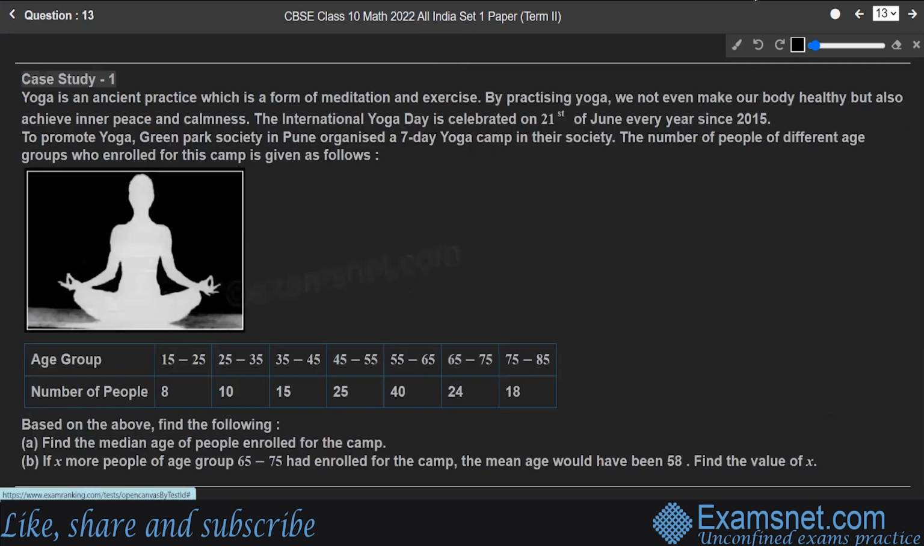Okay. Let us go to the next question. There's a case study given. There's a picture of somebody doing yoga. The International Yoga Day is celebrated on 21st June every year. To promote yoga, a yoga society has organized a yoga session, and from the session, a chart of the number of participants and age groups has been made. The age group distribution has been given. For the age group 15 to 25, there are 8 people, for 25 to 35, there are 10 people, and so on. It is given further.